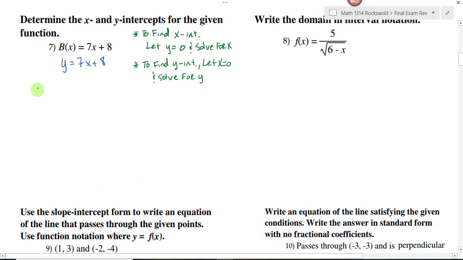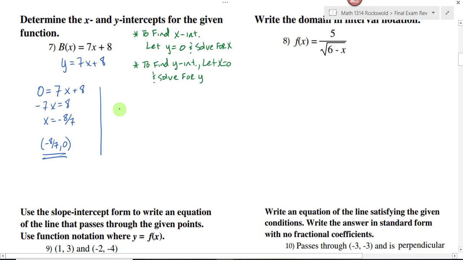So to find our x-intercept, we're going to let y be 0 and solve for x. So that gives me 0 equals 7x plus 8. If I, let's say, subtract 7x from both sides, I get negative 7x equals 8. So x will be equal to what? Negative 8/7. So I have an x-intercept at the point negative 8/7, 0.